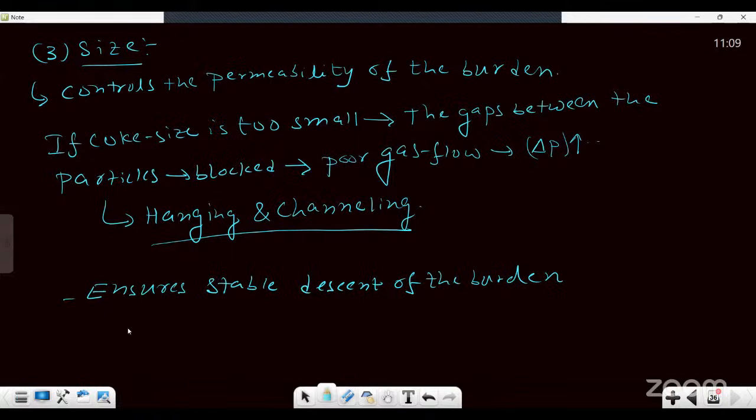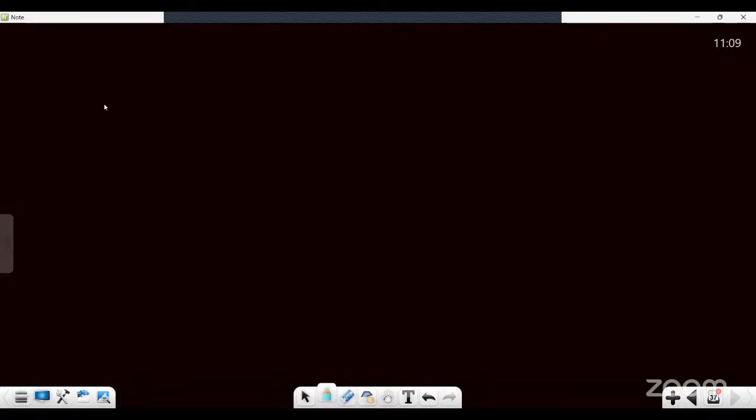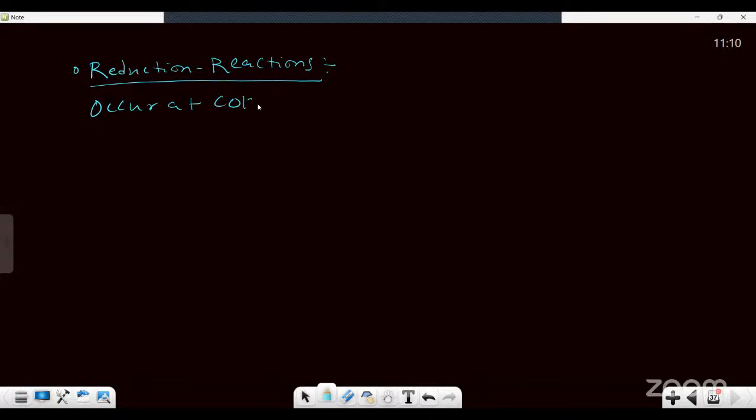Reduction reactions occur at the coke gas interface. Let us understand. Smaller size means higher surface area and more reduction reaction. Most of the reduction reactions take place at the coke gas interface. So if the size is comparatively small, the surface area is increasing, and if the surface area is increasing, the reaction rate is increased.